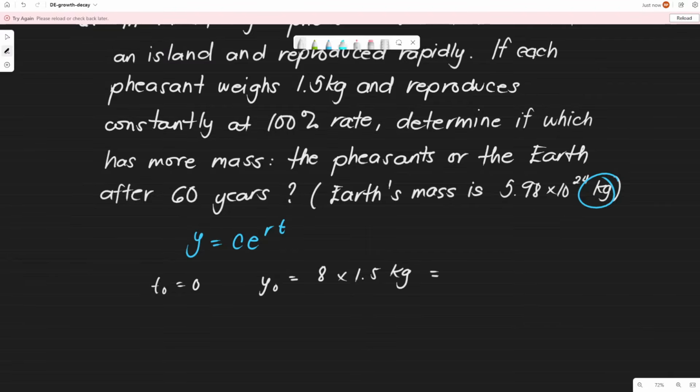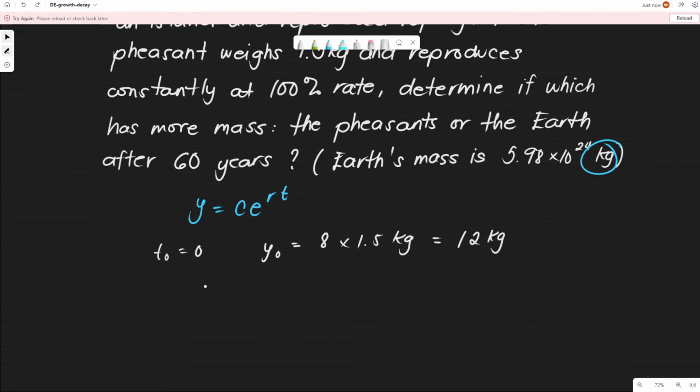Okay, so meaning, what is the weight of the pheasants? Hindi na natin sasabihin na 8 pheasants. What is the weight of the pheasants? So, that is, sa calculator ko, ganun papakita. 8 times 1.5, I think this is 12. Yes, 12. So, 12 kilograms. Mayroon na tayong T0, may Y sub 0 na tayo. So, we also have our rate. Sabi dito, reproduces constantly at 100% rate. So, meaning, ang rate natin is 100% equal to 1.